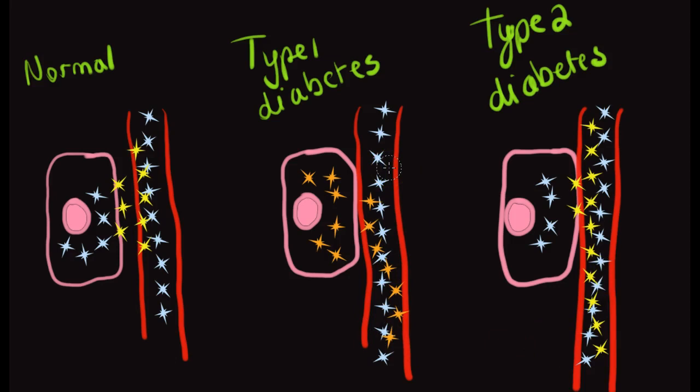Now, what happens to the extra glucose that is not used up? In a lot of instances, in both cases, that glucose will be converted to glycogen by the liver, and then if all the glycogen stores are full, it can also be converted into triglycerides.